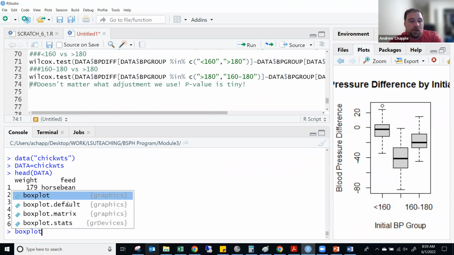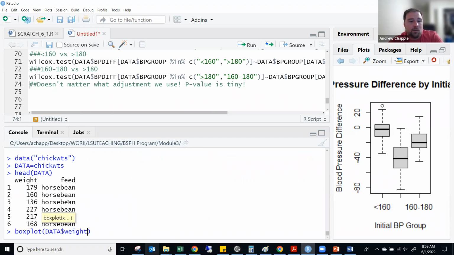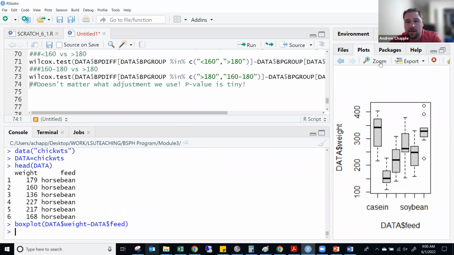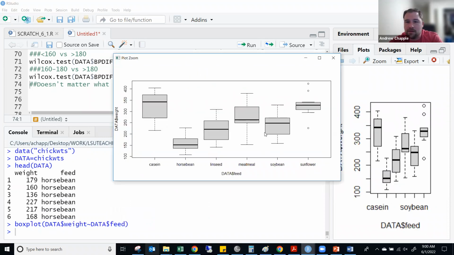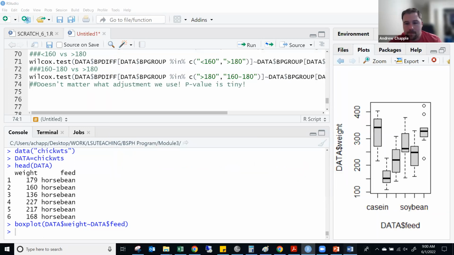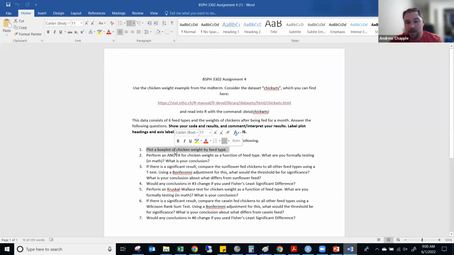So for example, I can do a box plot, data weight by data feed, just to get an idea of what this looks like. And this is what my data looks like. Okay, so this is a box plot by weights and feeds. So obviously we're going to want to test, are there differences in these means? So I want you to plot a box plot, which I just showed you. You're going to at least add nice labels and things like that. You're going to do an ANOVA based on feed type. What are you testing and what's your conclusion?